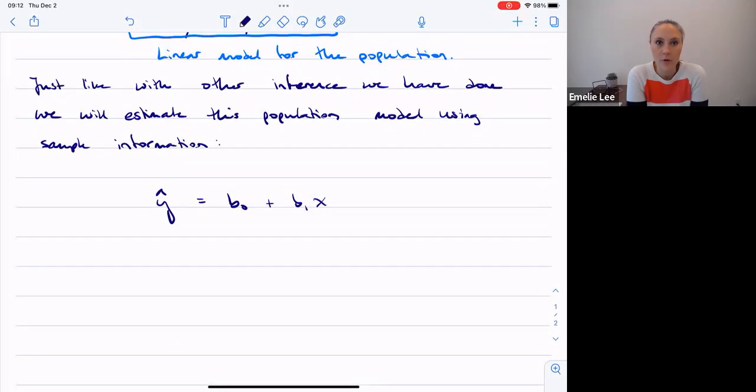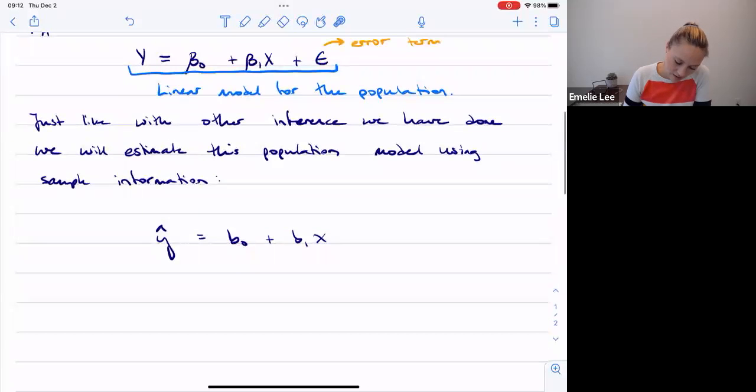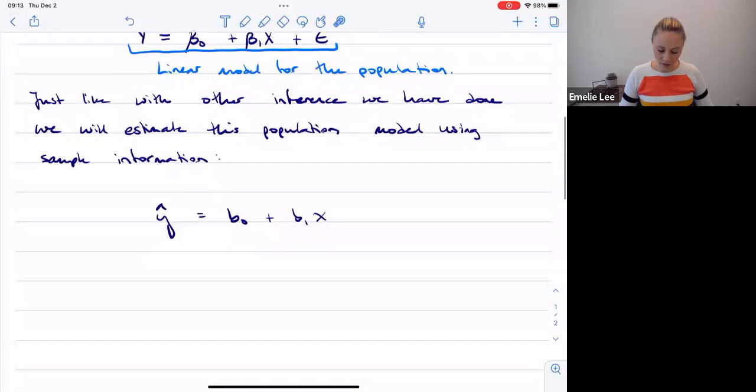Where of course b0, or b naught, right? If we have a subscript 0, we usually use naught. So b naught is the y-intercept, and b1 is the slope. Notice that instead of beta naught, we have b naught, and instead of beta 1, we have b1, right? So we're using these estimates for the model. Okay, so this is the model that we're going to build.